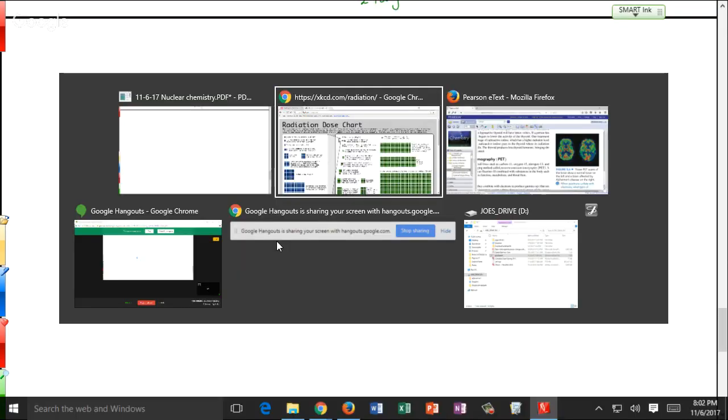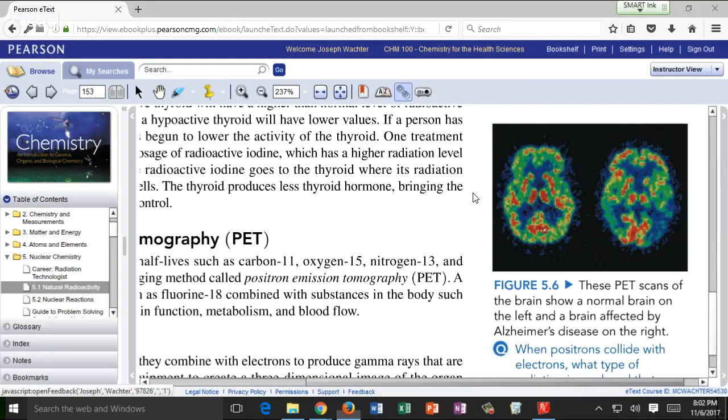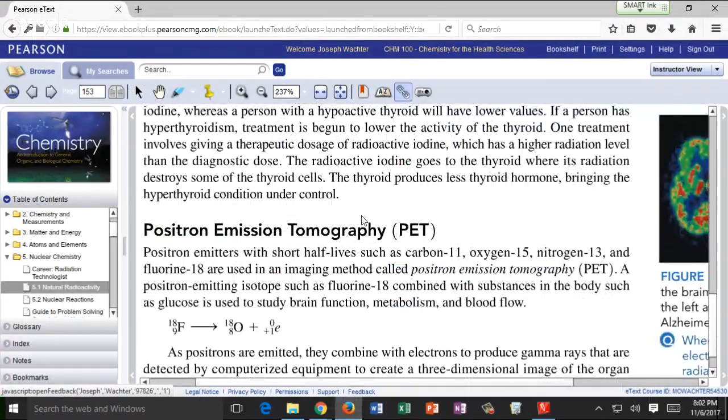So we're running out of time a little bit here. But let's take a look at an example on page 149.